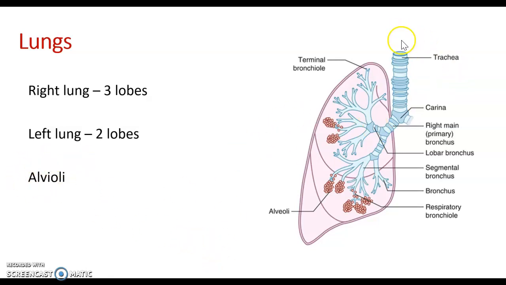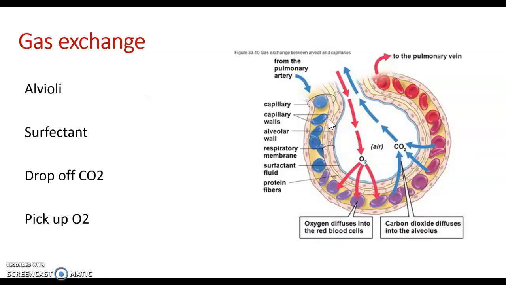So as air is moved down the trachea, bronchi, and bronchioles, it's going to be funneled to the alveoli, which are these teeny tiny little sacs. And the alveoli is where the actual exchange of gas happens between the air and the bloodstream.